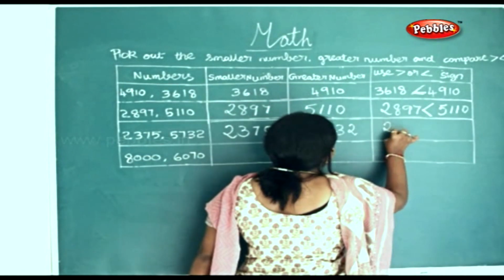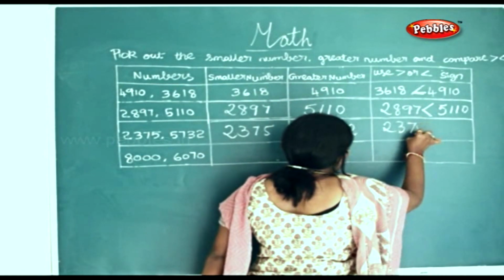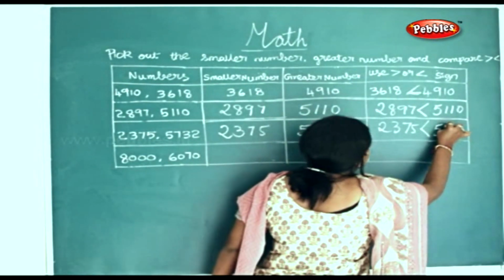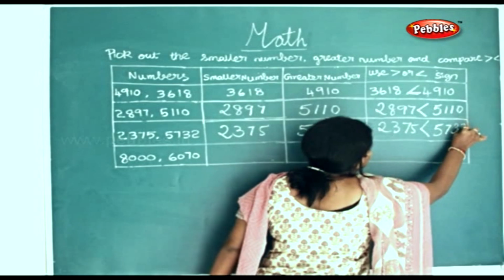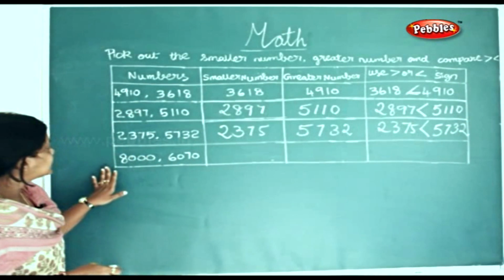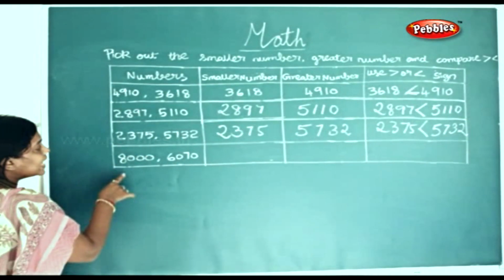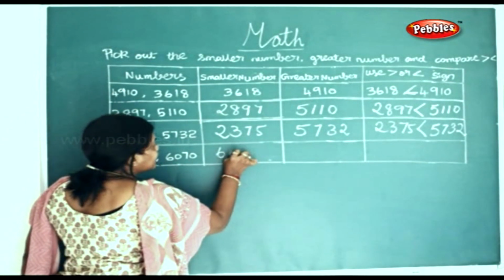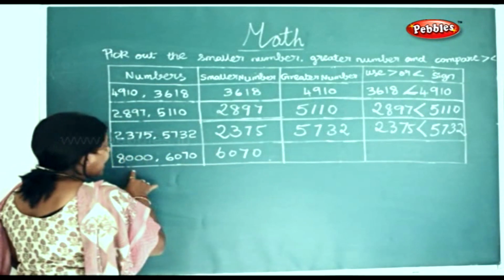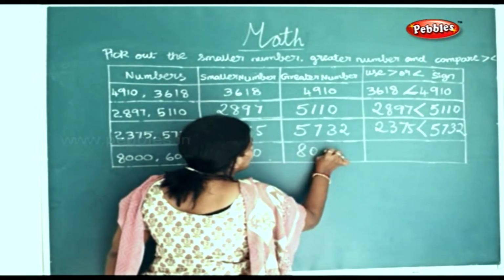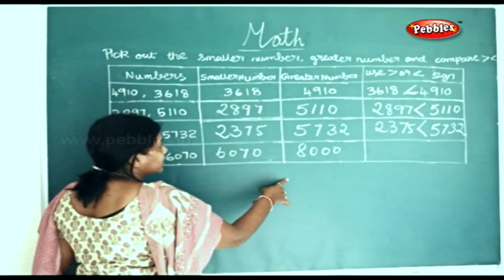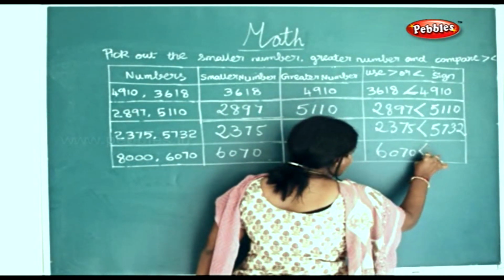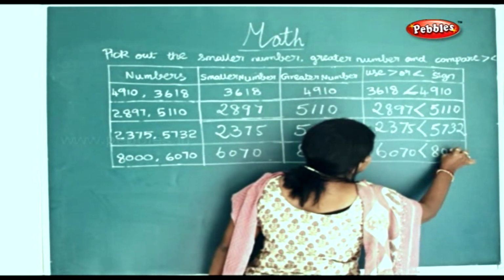In these two numbers, 8000 and 6070, 6070 is the smaller number and 8000 is the greater number here. So 6070 is smaller than 8000.